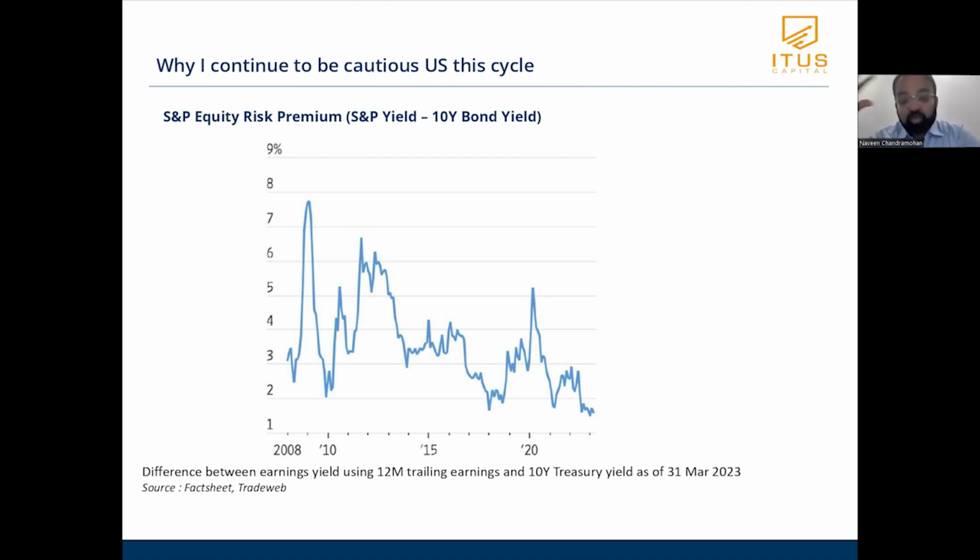So just to put it into context, we're not cautious because I feel like being cautious. We're cautious because valuations don't make sense. Macro is not favorable and risk-reward is not favorable.